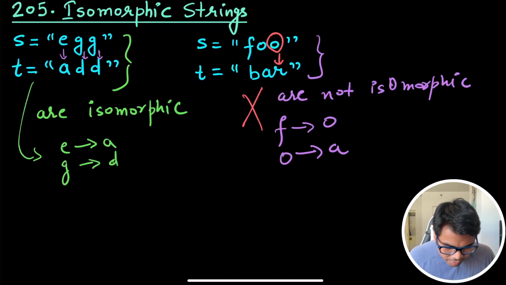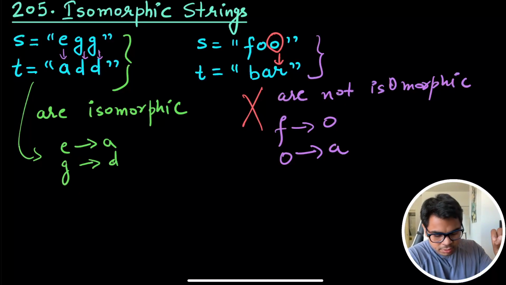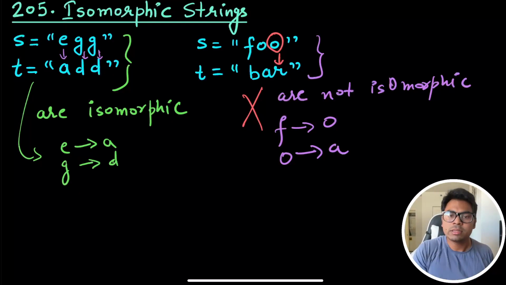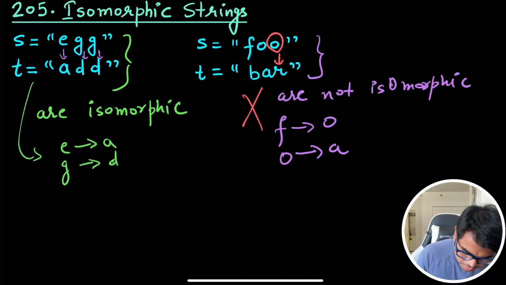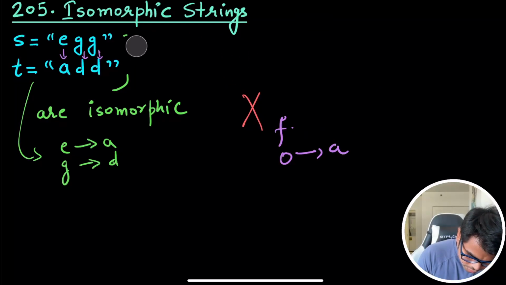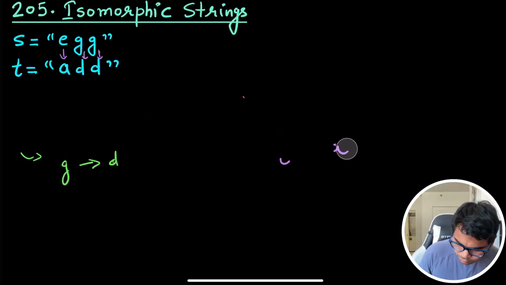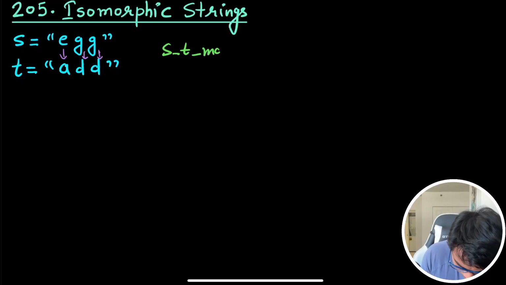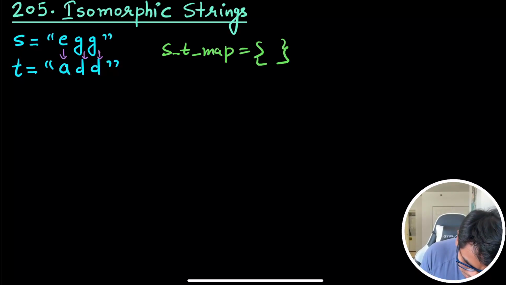So if you see, simply what we are trying to do is mapping all the characters in S to T, but we are also matching it vice versa. So we can do that using two maps. I'll just take this example now to reach our solution. So we'll take two maps. I'm going to call those maps S to T map, and then T to S map.